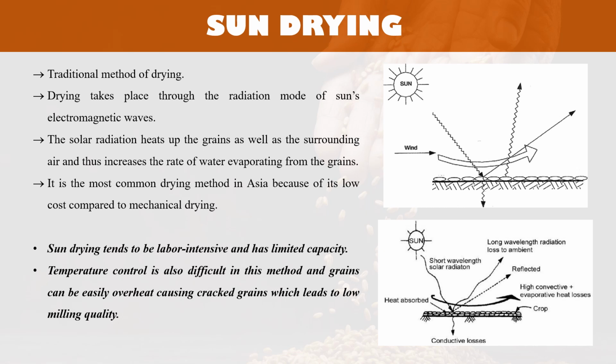Some of the drawbacks of sun drying is that it tends to be labor intensive and has limited capacity. Temperature control is also difficult in this method, and grains can easily overheat, causing cracked grains, which lead to low milling quality.